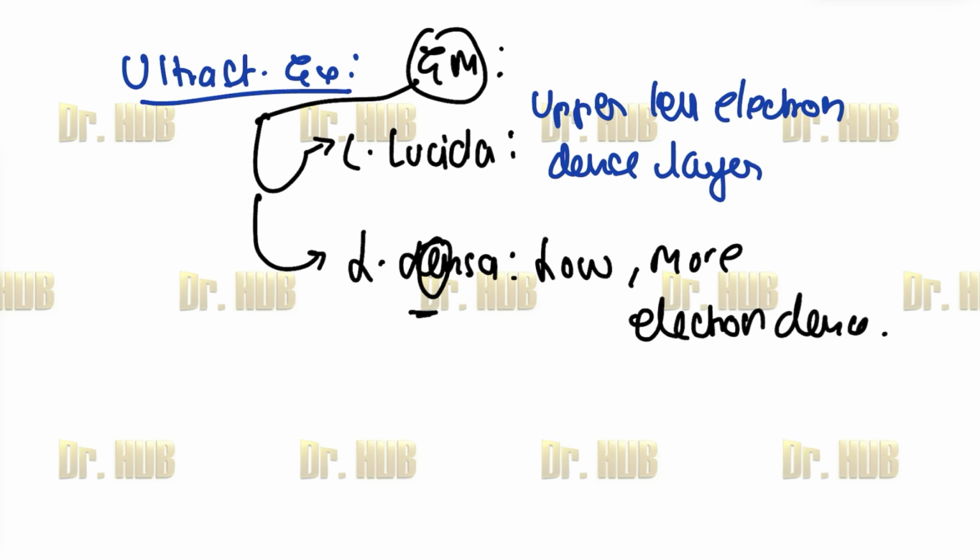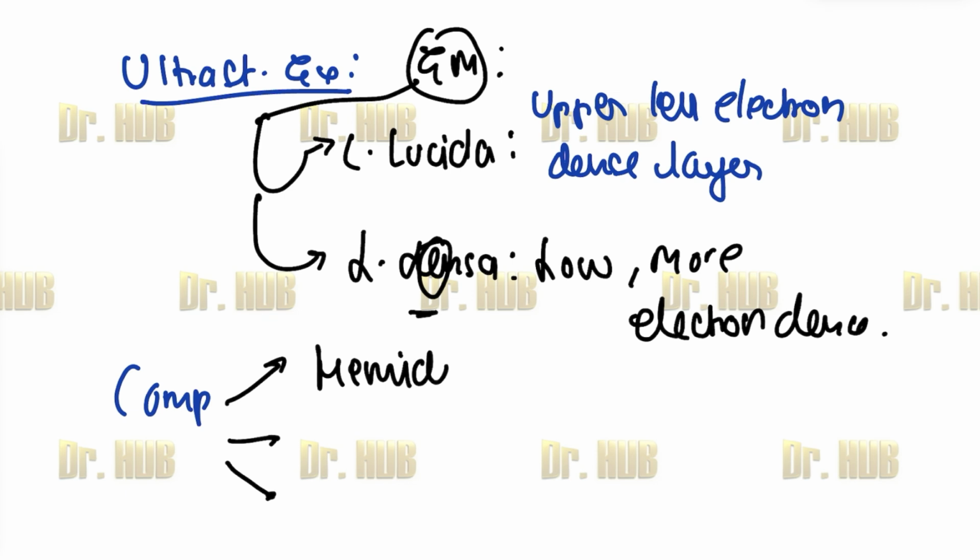So this zone is composed of three components. The first one being the hemidesmosomes, the next one being the anchoring filaments, and the third one being the anchoring fibrils.